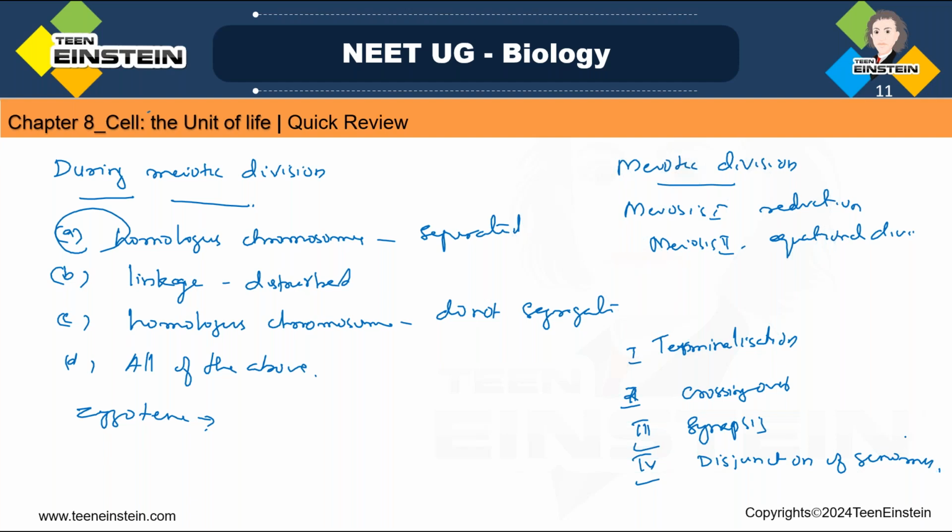So how to make it a correct sequence? Here, the correct sequence is synapsis, which takes place in the zygotene stage, then crossing over during the pachytene stage, then terminalization during diakinesis, and disjunction of genomes during anaphase 1. So here the sequence is 3, 2, 1, 4. Right, first is synapsis, then crossing over, then terminalization, and D, disjunction of genomes, taking place in the anaphase.